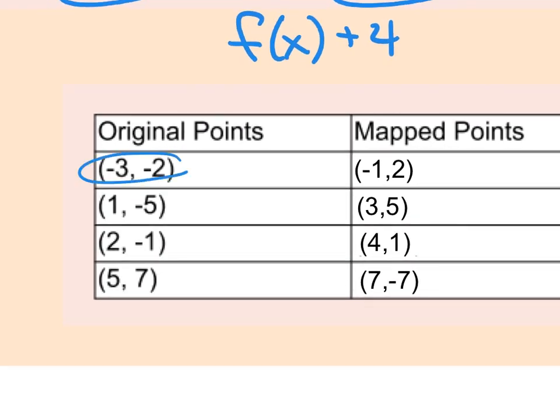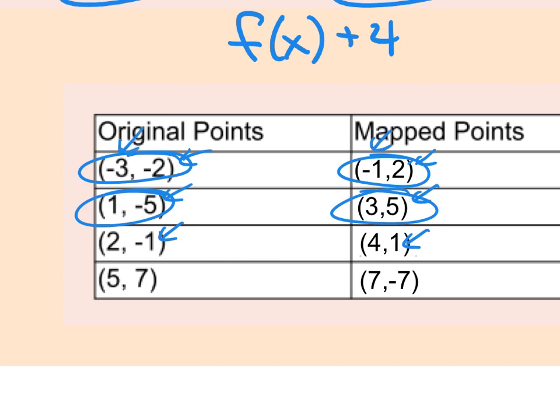Take a look at the first set. -3, -2, -1, +2. So it's changed twice. It has a horizontal change of 2 and a vertical change of, well, it could be 4 or it could be a reflection. Let's check the next one. Horizontal change of 2. Oh, it's a reflection because we've gone -2 to 2, -5 to 5, -1 to 1. So it's a vertical reflection and a horizontal change because the horizontal from -3 to -2, that happened in the x.